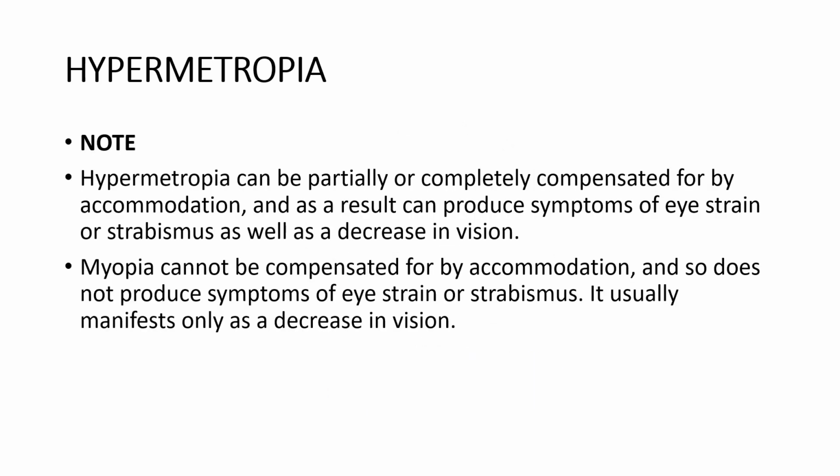So just to remember, hypermetropia can partially or completely be compensated for by accommodation, and as a result it can produce symptoms of eye strain or strabismus, as well as a decrease in vision. Myopia cannot be compensated for by accommodation, and so it doesn't produce symptoms of eye strain or strabismus, but it usually only manifests as a decrease in vision.